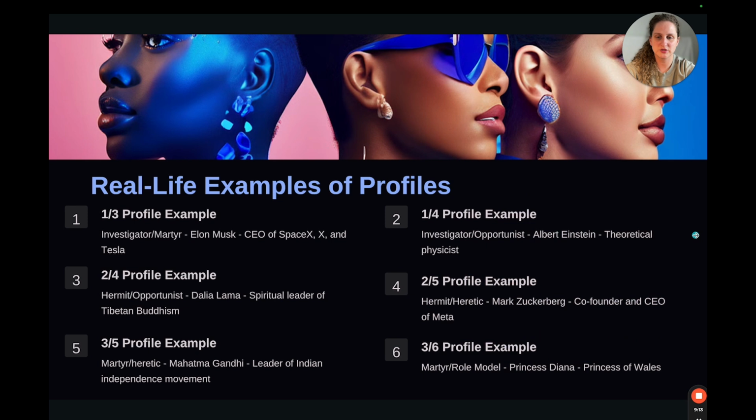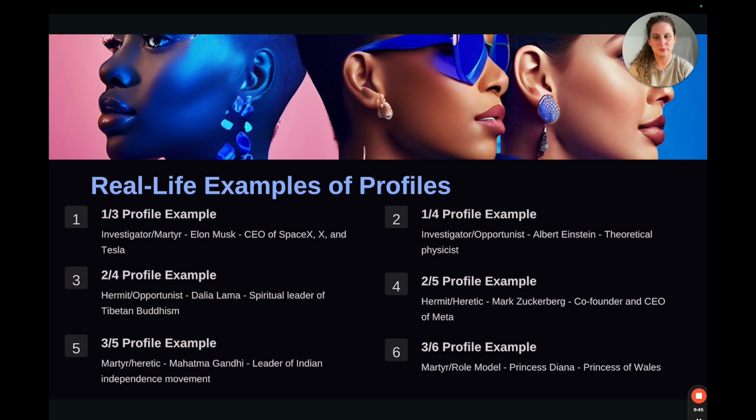All right, we've covered them all, and I wanted to give you guys some examples so that hopefully it can help you conceptualize and understand a little bit better and see how these are reflected in actual people. So the 1-3 profile, whether or not you love these people or not, is irrelevant. This is just what their profiles are. So an example of the investigator martyr profile is Elon Musk, the CEO of SpaceX, X, and Tesla. The 4-1 profile, investigator opportunist, is Albert Einstein, the theoretical physicist.